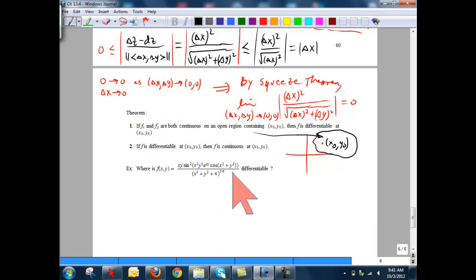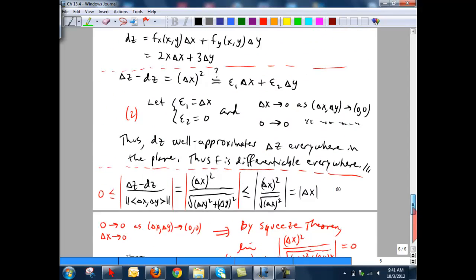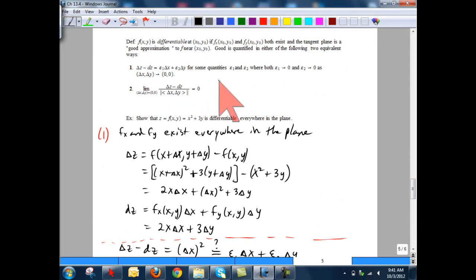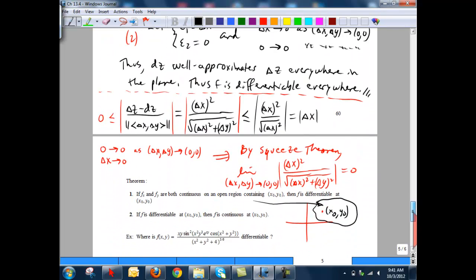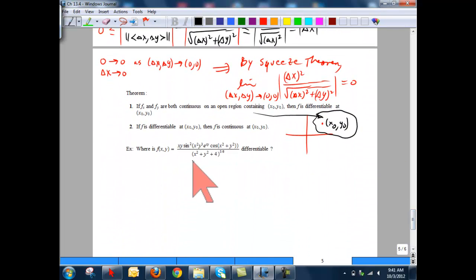So, example: where is this horrible looking function differentiable? If I come back here and try to work with either of these definitions, I think it's a rather discouraging process. But let's look at this. First of all, this expression is built out of polynomials, x's and y's, exponentials, e to the x y, and sinusoids, sine and cosine. Those function classes are everywhere continuous.